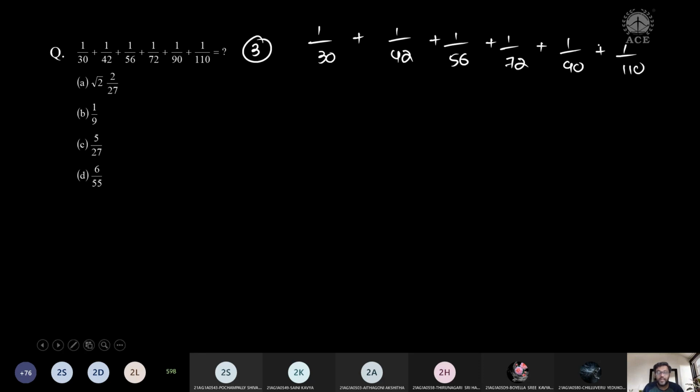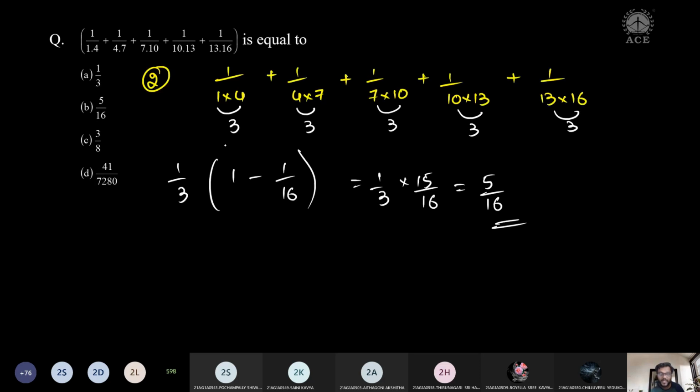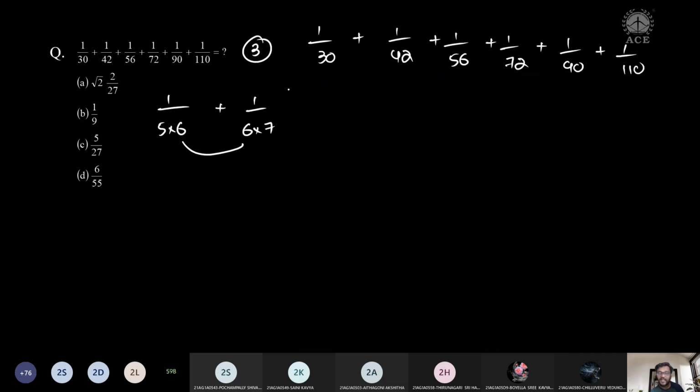See this, we can write denominator as 2 numbers product. See, 30 can be written as 5 into 6, 42 as 6 into 7. Here see the term before, here 4 and 4, here 7 and 7, same connection is there. Ending here is the starting for the next one. That connection also is required to apply the shortcut. 56 as 7 into 8, 72 as 8 into 9, 90 as 9 into 10, 110 as 10 into 11.